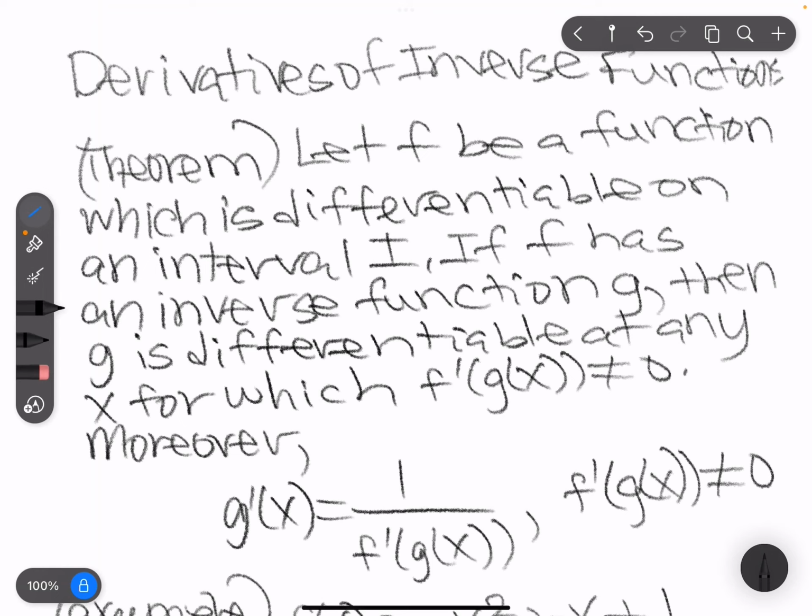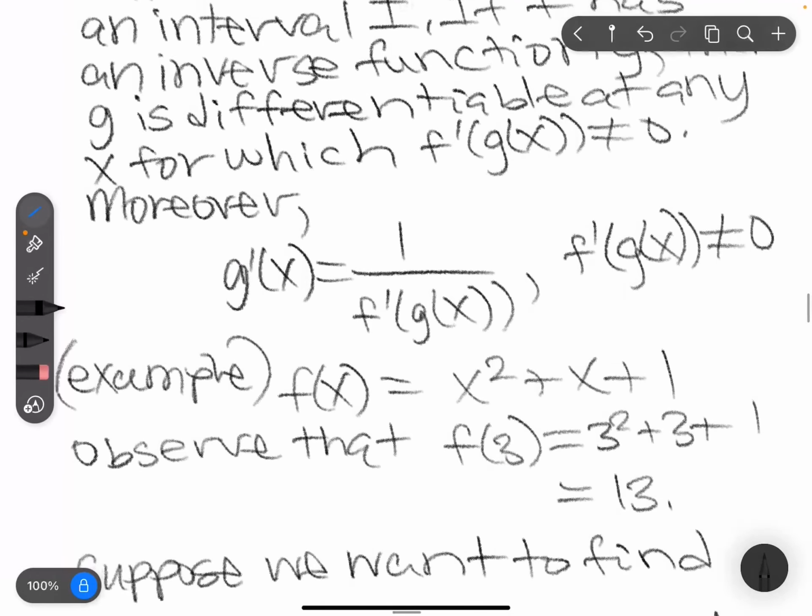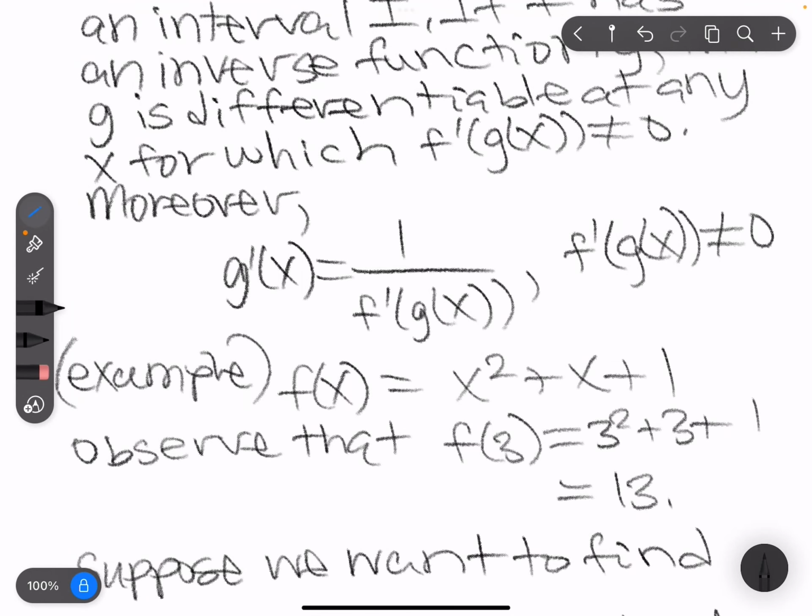If f has an inverse function little g, then little g is differentiable at any x for which f prime of g of x is not equal to 0. Moreover, g prime of x is equal to 1 over f prime of g of x, where f prime of g of x is not 0. So this allows us to calculate the derivative of an inverse function without actually calculating what that inverse function is.